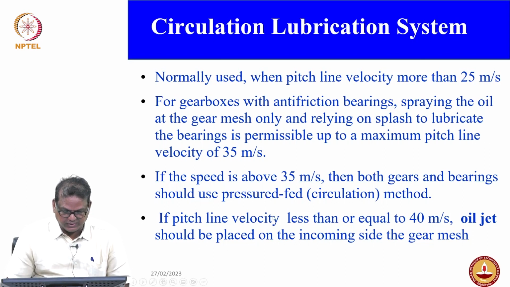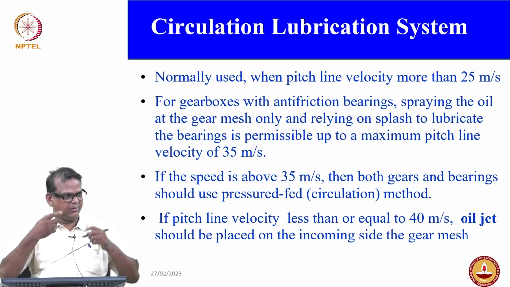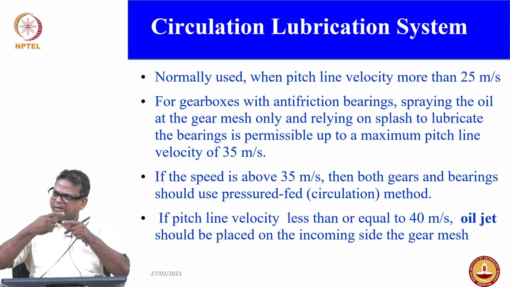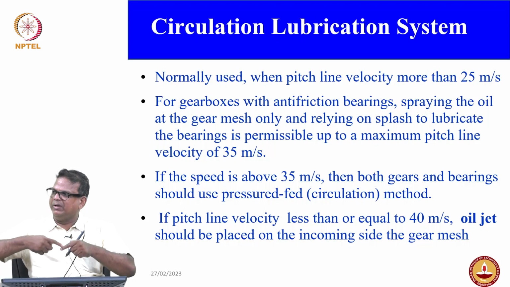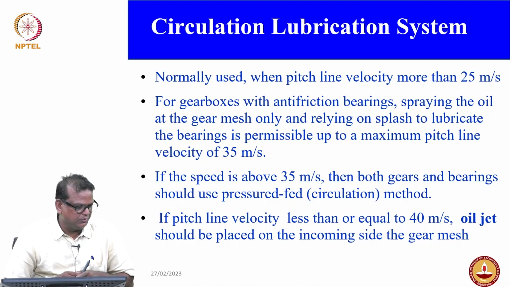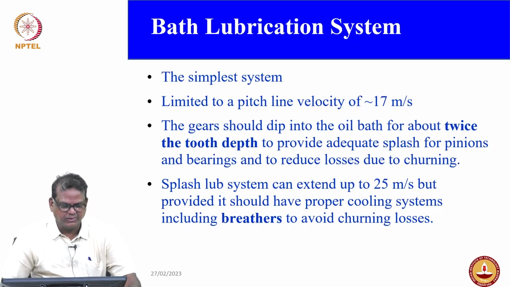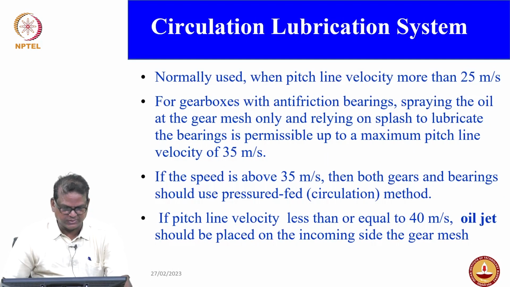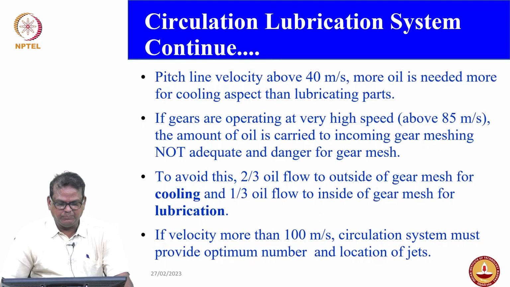If pitch line velocity is less than or equal to 40 meter per second, you need to have an oil jet placed on the incoming side of the gearbox, because whenever the gear is meshing, inside you will have more heat. So, you have to focus on reducing that. And at a pitch velocity above 40 meter per second, more oil is needed, more for the cooling aspect than the lubrication aspect.